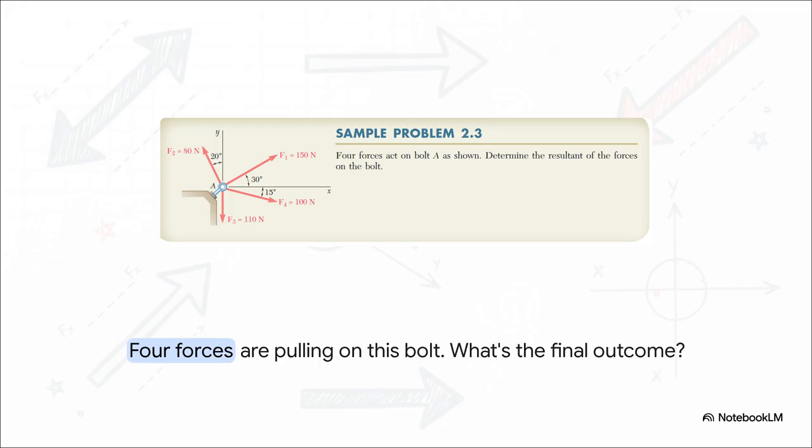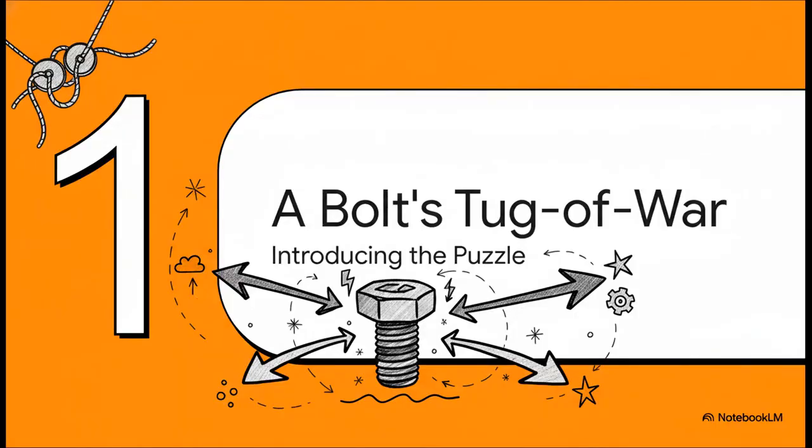It's getting pulled in 4 different directions, and each pull has a totally different amount of force. It's a chaotic 4-way tug of war. The big question is, who wins? I mean, which way is this bolt actually going to move, and exactly how hard is it getting pulled? So yeah, that's our challenge. With all these forces yanking it at all sorts of different angles, how could we possibly figure out what's going to happen in the end?